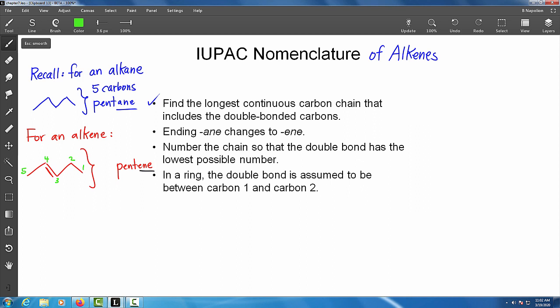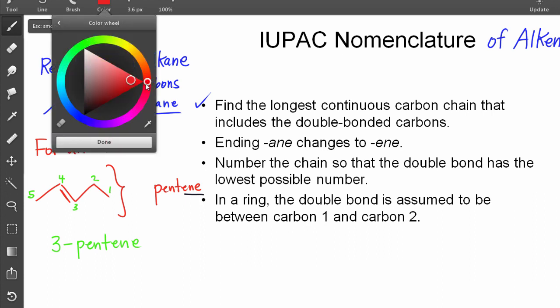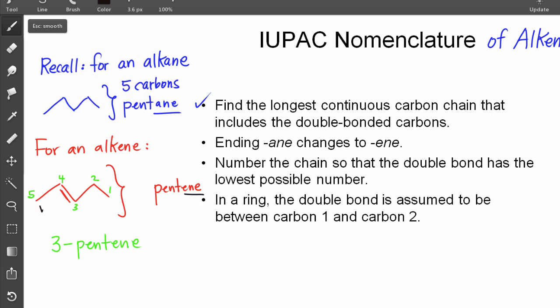So let's say I get to the double bond on carbon 3 first, and that would be 3-pentene. Okay. Now, if I number here in black, 1, 2, 3, 4, 5, I get to the first double bond on number 2. So this would be 2-pentene.